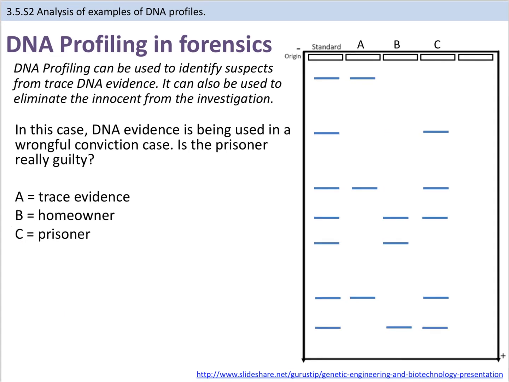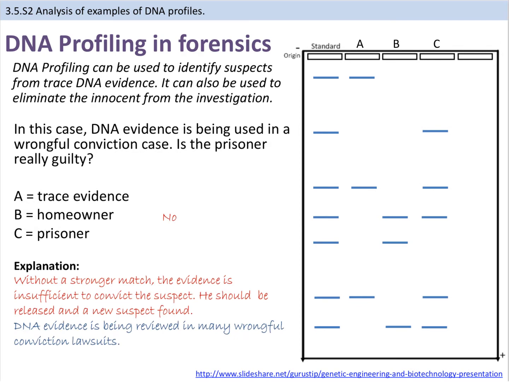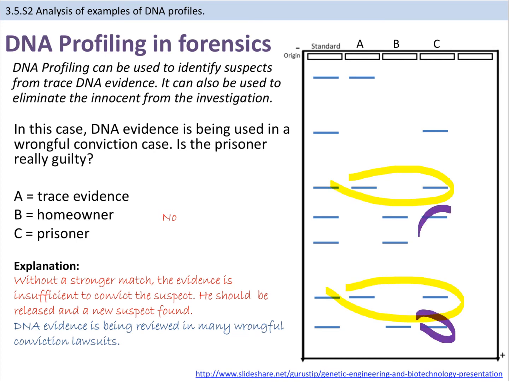So in this case, DNA evidence was being used in a wrongful conviction case. So is the prisoner really guilty? We've got our trace evidence in A, the homeowner is B, and the person who is in prison for this crime is C. Do we feel that the person was rightfully convicted under these conditions? Probably not, right? If you think about it, there are some overlapping sections. Here, A and C overlap, but there are numerous banding points, actually more banding points than not, that don't match with the evidence found at the crime scene.